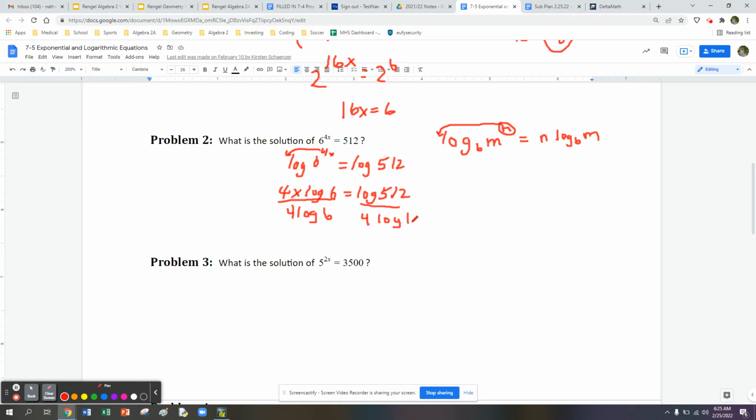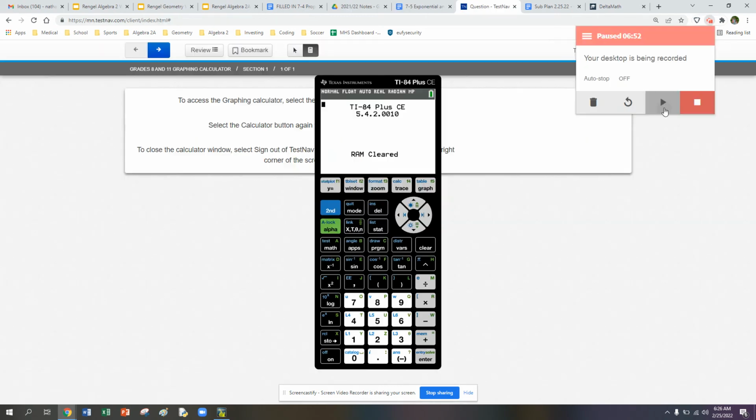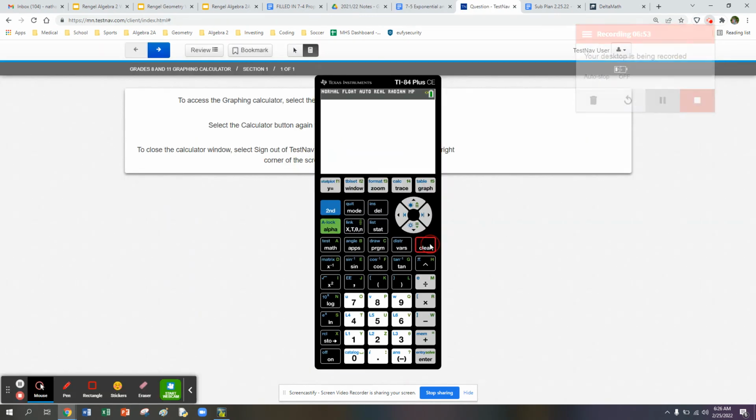So to solve this one, we're going to need to take the log of 512 and then divide it by 4 times log of 6. So we're going to head to our calculator now and get that one solved out. So back to our calculator. When you're logging both sides, it's a great idea to always use this common log, because that's an easy button to use on your calculator.